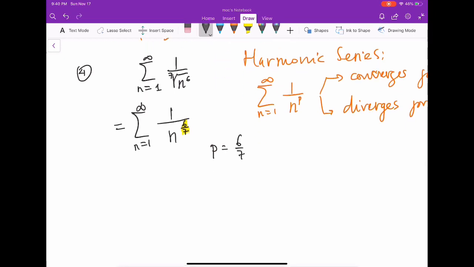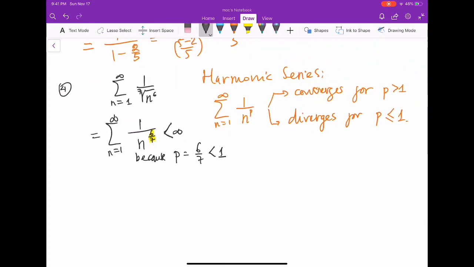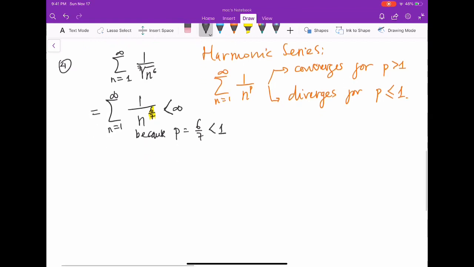Then this series diverges, because p is equal to 6/7, which is less than 1. So it's very easy. Of course, you have to remember the harmonic series and the values of p for which this harmonic series converges or diverges. All right, let's move to the next problem.